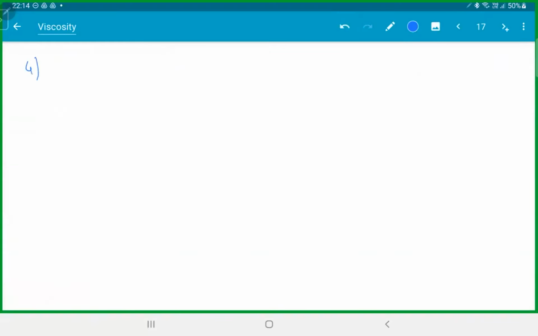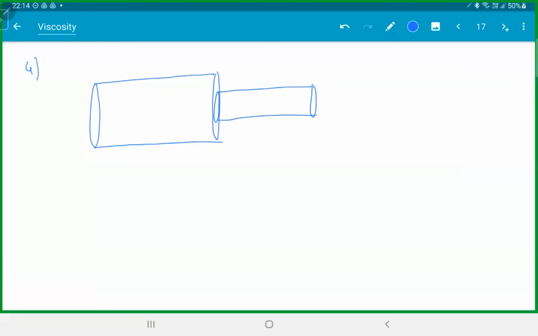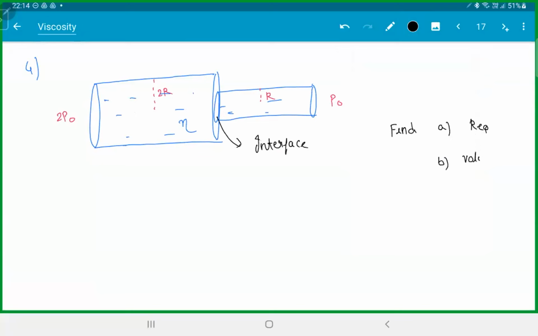Let's see a question. We have a pipe connected to another pipe in series. This radius is 2r and this radius is r. Here the pressure is 2p naught and here it is p naught. The liquid is flowing through them. Eta is the viscosity and this point is the interface. Find R equivalent, the volume flow per second, and the pressure at the interface.